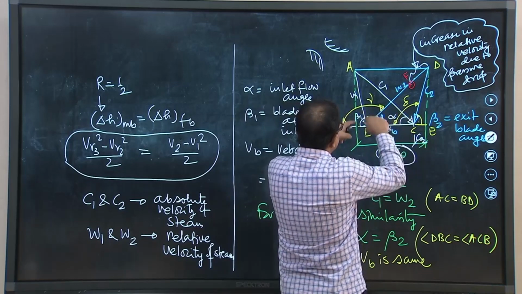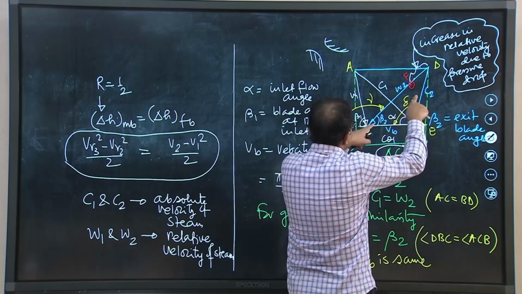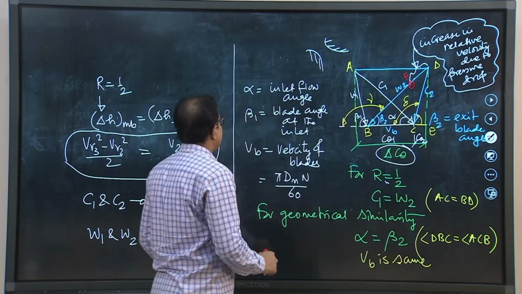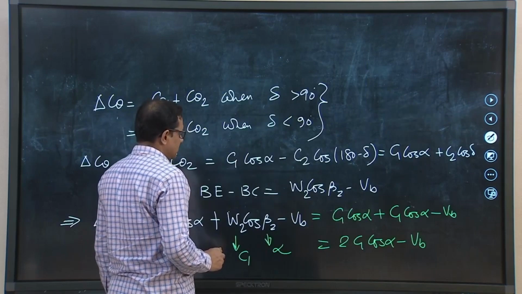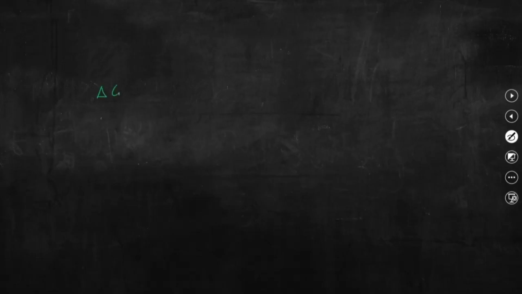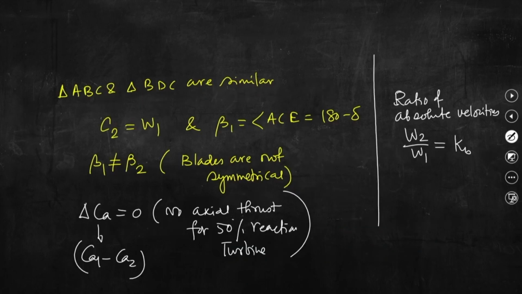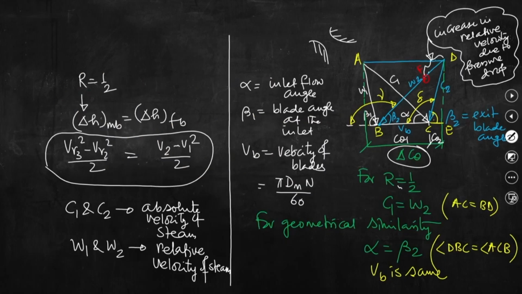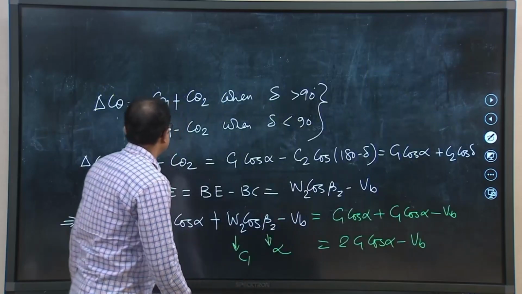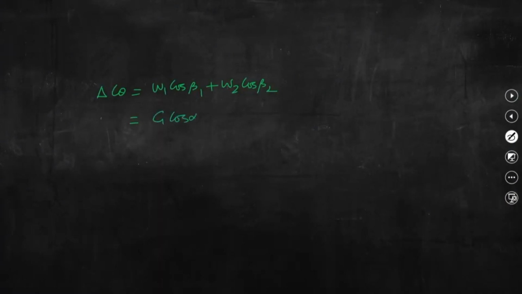It is also possible that you can calculate this, because you know that this C theta 2 equal to W1 cos beta 2 plus W2 cos beta 2. So, that means I am writing that delta C theta equal to W1 cos beta 1 plus W2 cos beta 2, right. W1 cos beta 1, if we go back to the previous slide, W1 cos beta 1 equal to C1 cos alpha minus V B. So, this is C1 cos alpha minus V B plus W2 equal to C1 and beta 2 equal to alpha. So, cos alpha.